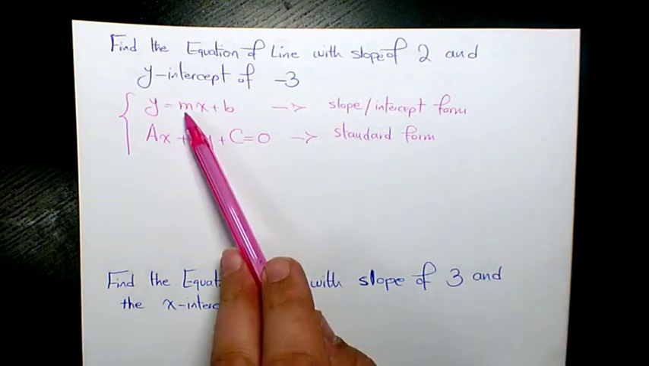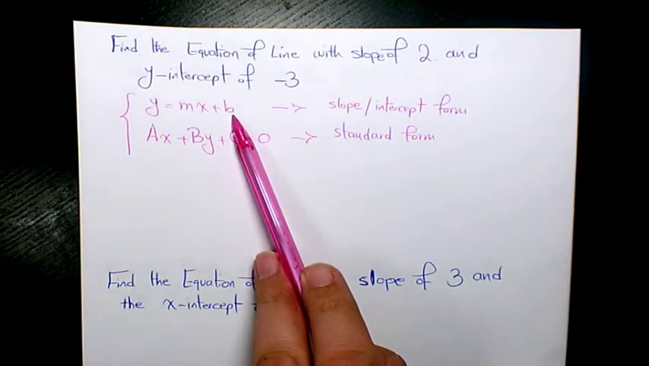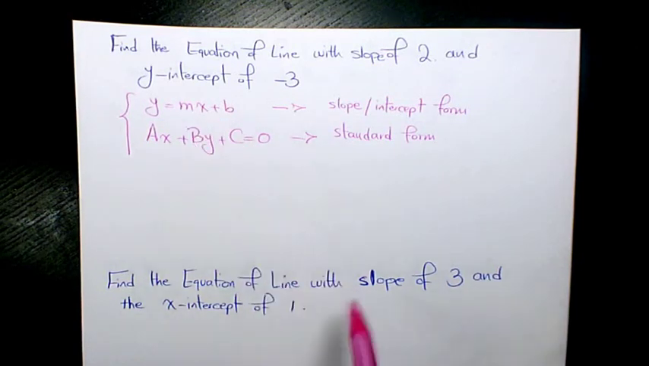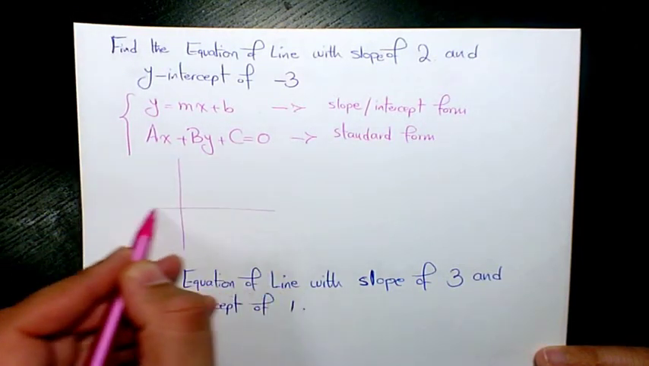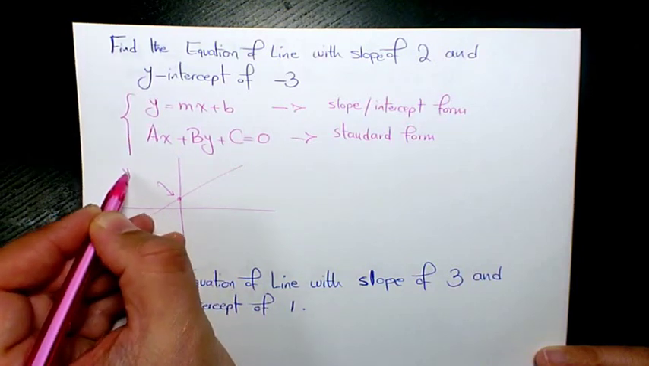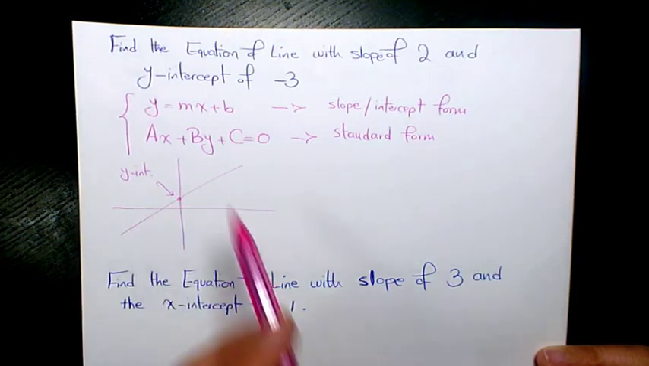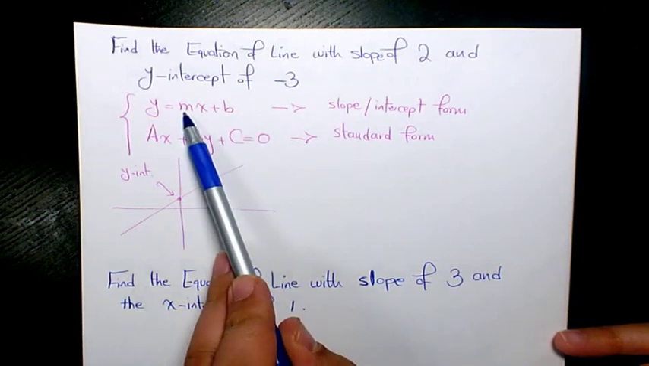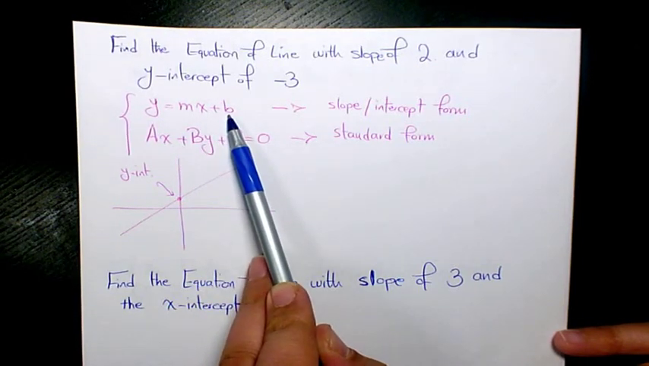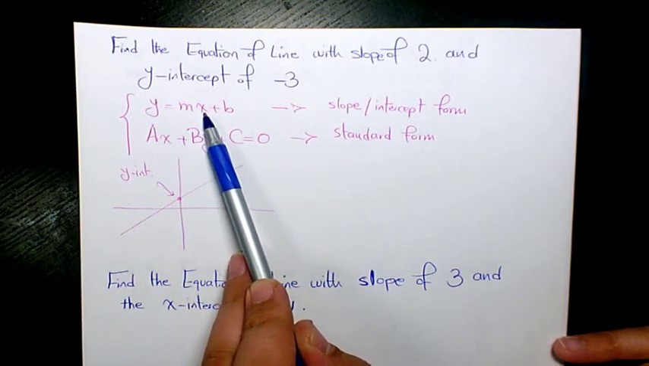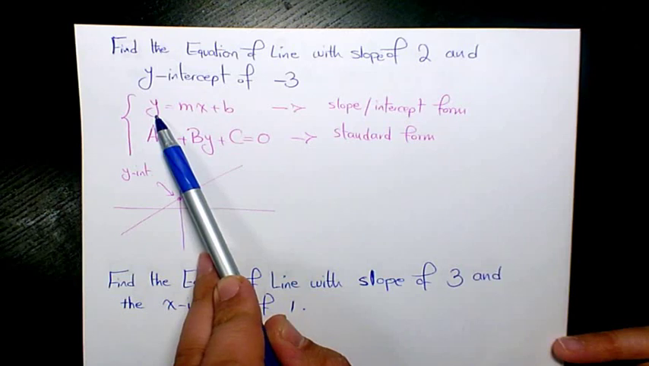So as you see here, m is the slope and b is the y-intercept. Y-intercept means where line crosses the y-axis. So for example, in this case, this point is the y-intercept. And what about the slope? Slope is rise over run. So y equals to mx plus b, m is the slope, b is the y-intercept. And x and y, x is the independent variable and y is the dependent variable.